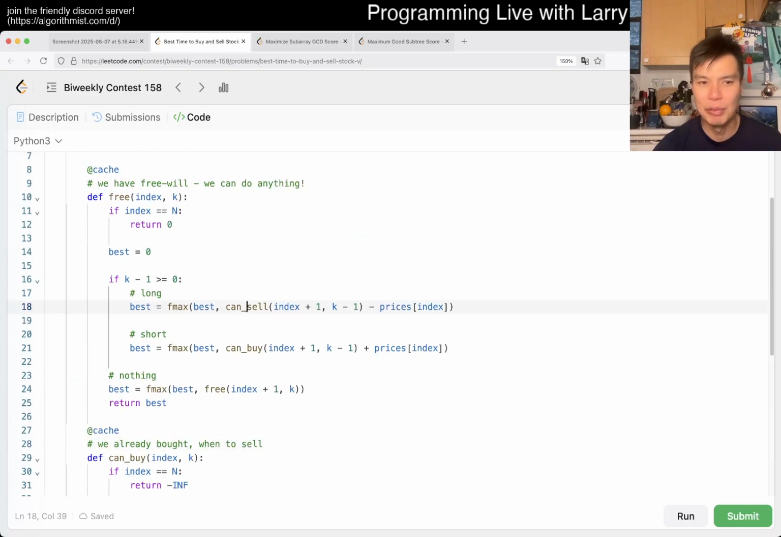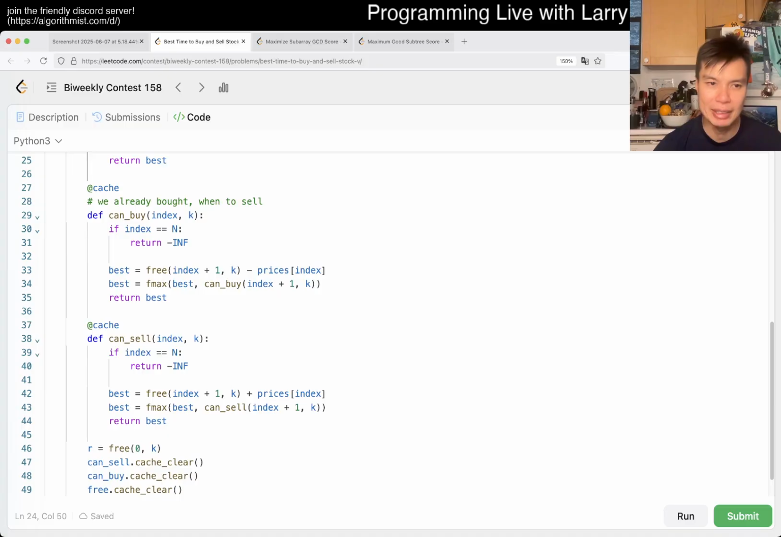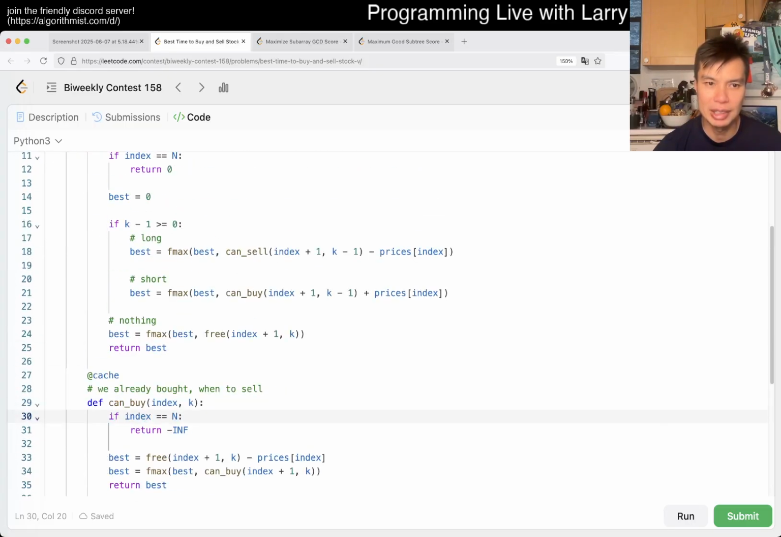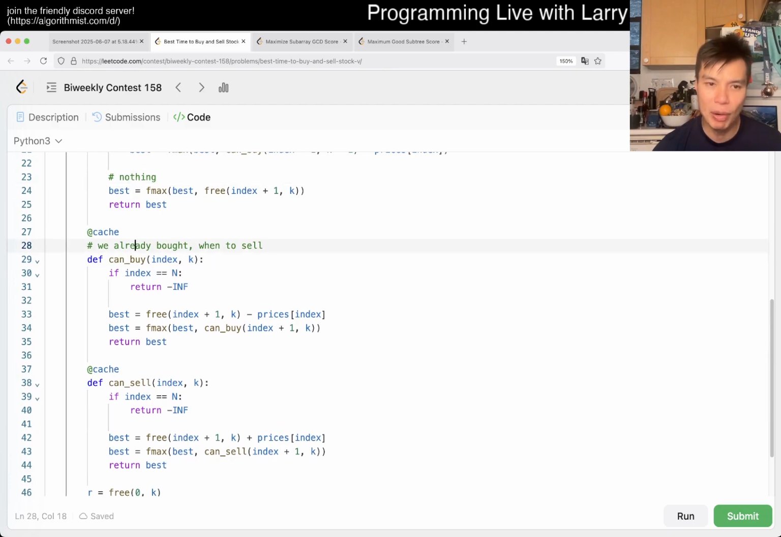That means that we already have stock, so we can sell. And if we already short a stock, that means that we have to buy it back. And these are just the deltas on those. And then nothing happens. It's just do another day of free will. Okay. And then these 2 things are very basic, right? We just have the 3 options here. We have the long, short, and doing nothing.